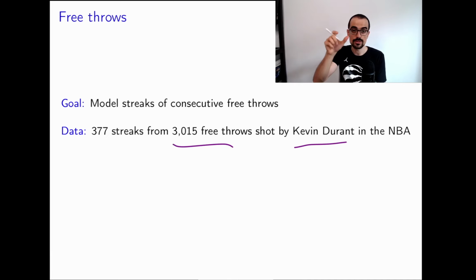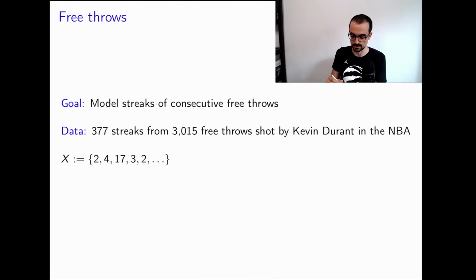And those free throws are separated into streaks. Each streak basically is the number of free throws that were made until he missed one of them. So the data essentially look like this. So maybe he made 2, then he missed, then he made 4 in a row, then he missed, then he made 17 in a row, and so on and so forth. That's what the data looked like.